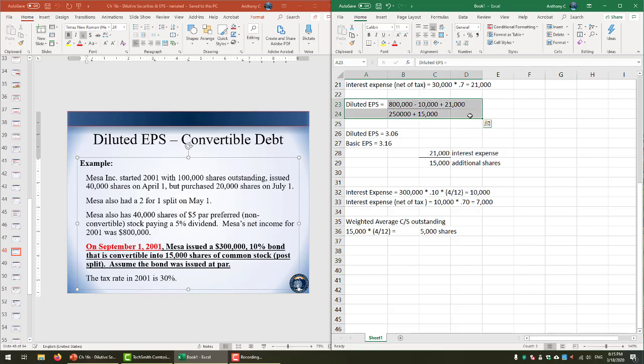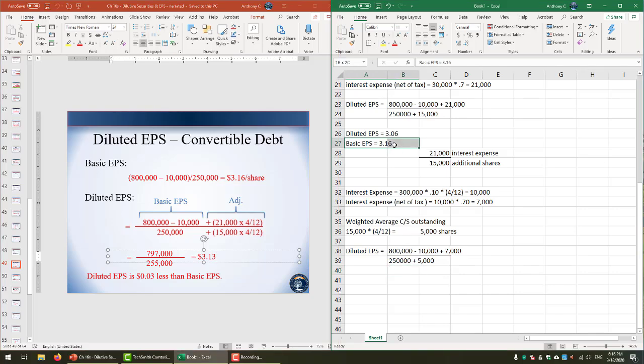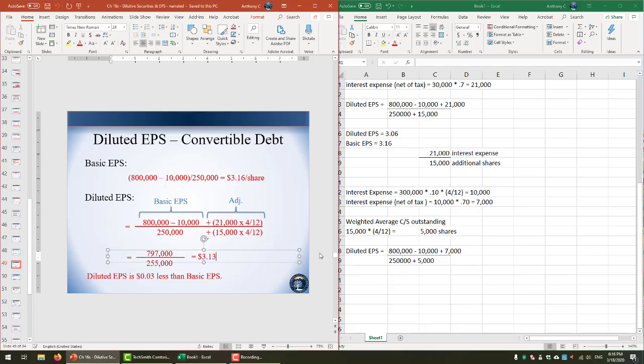Right, so in this case, diluted EPS, we're still going to start with basic EPS. However, in this case, we're now adding 7,000 of interest expense instead of 21,000. And our weighted average shares are only going to increase by 5,000. Okay, and so if we divide through, we find that diluted EPS is 3.13. That's still less than our basic EPS before, so it's dilutive, and we'll include these dilutive securities in diluted EPS.